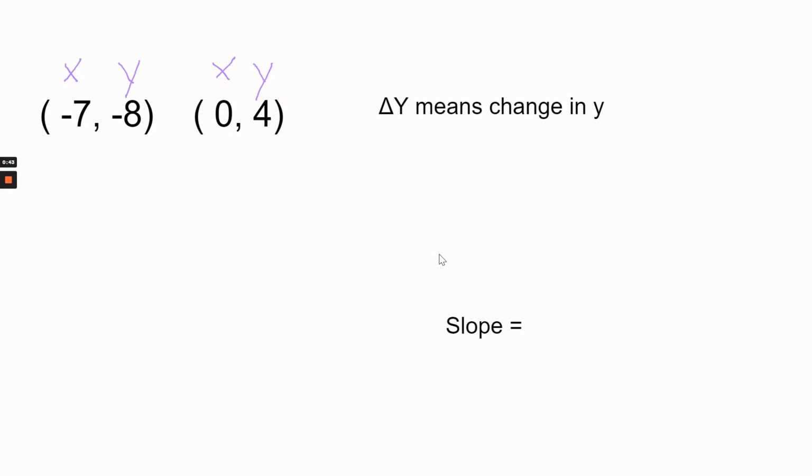In order to find the slope, we need to find the change in y. We use this symbol. It's called delta y. It looks like a little triangle. So we're going to first start by looking at the change in y. So our first y is -8, and our second y is 4. So how much did it change? Well, it went up by 12.